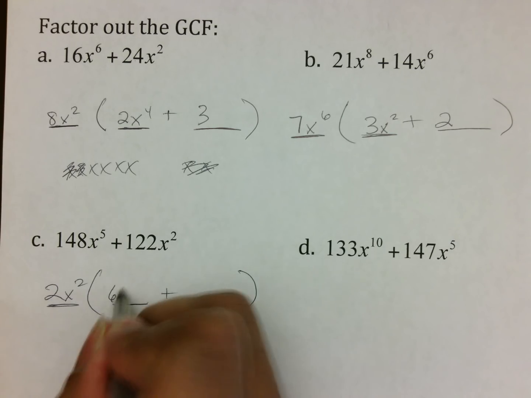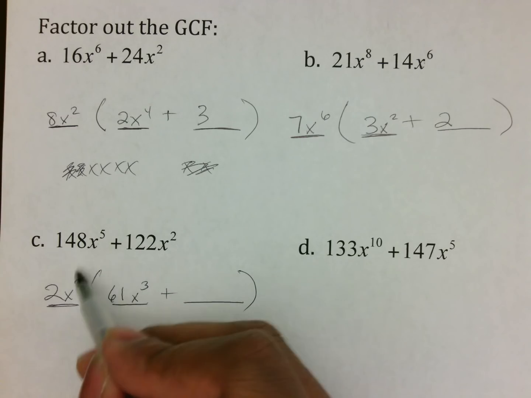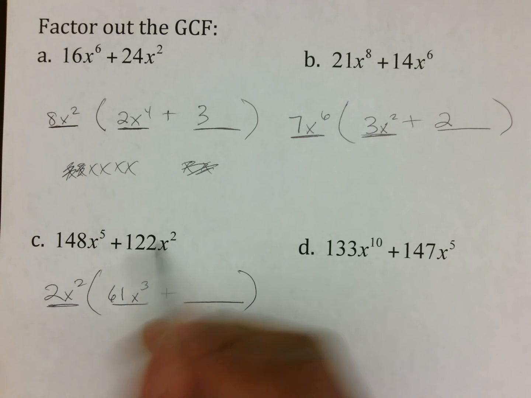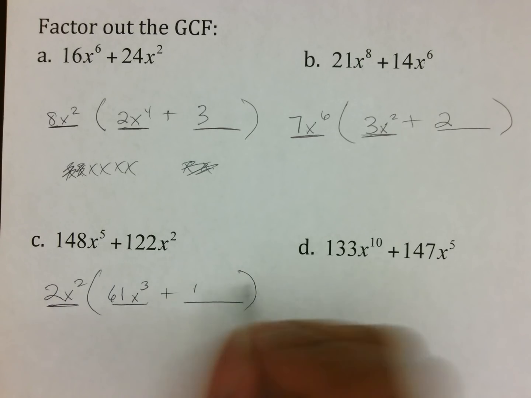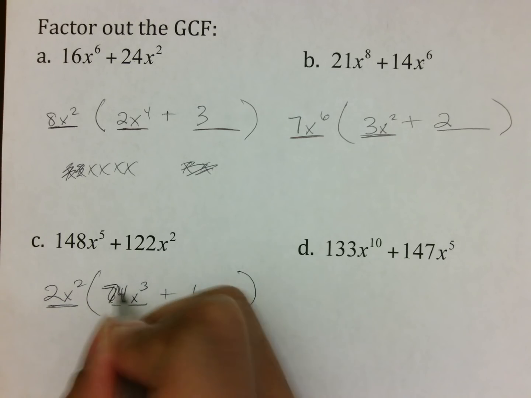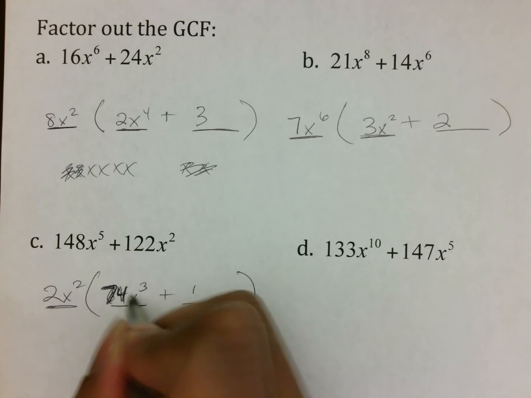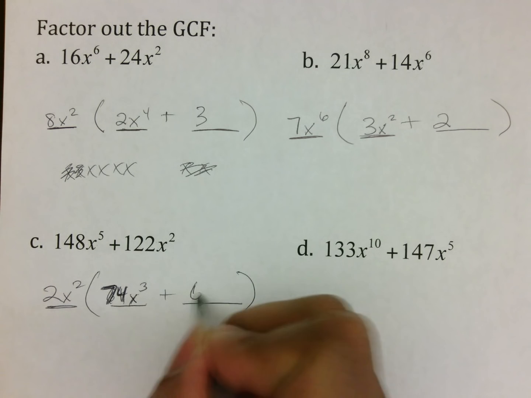148 divided by 2 is, with 3 x's left. Again, 5 x's, taking 2 off leaves me 3. 122 divided by 2 I believe is 61, or no, that's not 61. That's 74. So 74 here, I'm sorry, I went off my memory. 74 here because that's 148 divided by 2, this is 61.